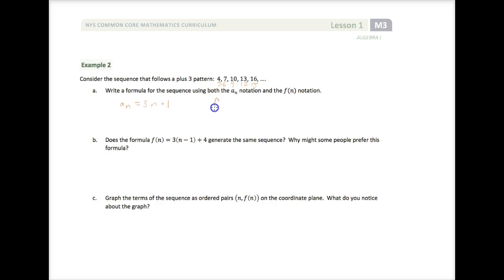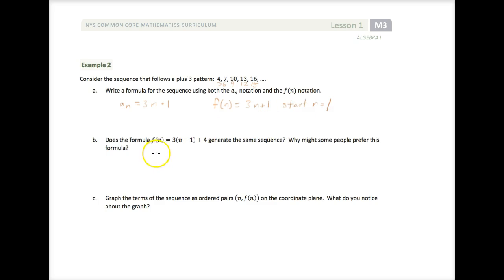And if we want to use function notation, the function for the value of n, we basically are going to get the same thing. We're going to get 3n plus 1, but we have to say where we're going to start, and we're going to start with n equals 1. And that's basically all there is to it, okay?